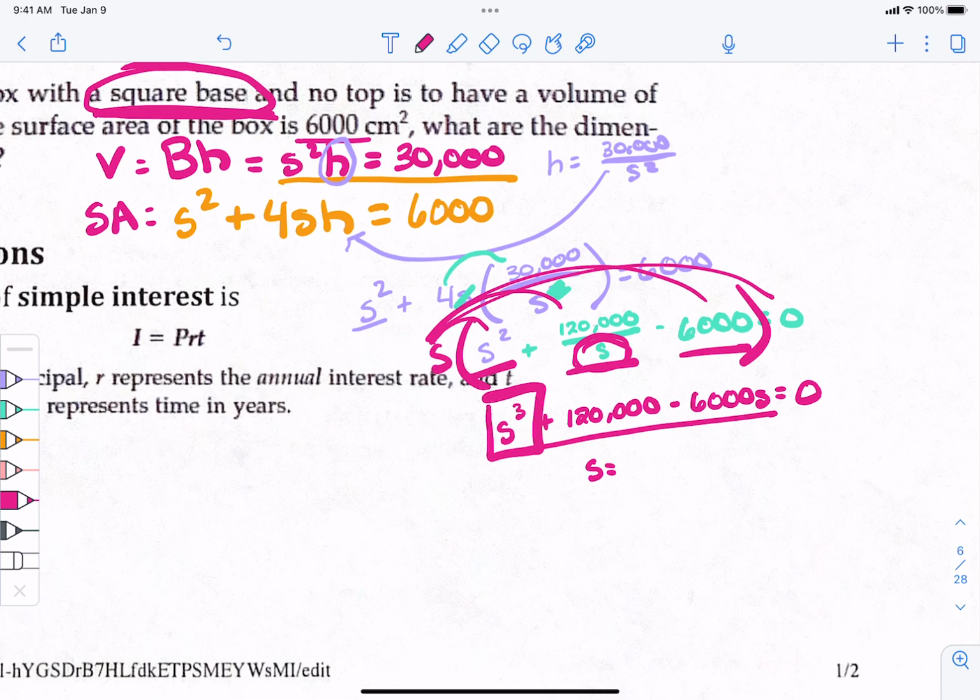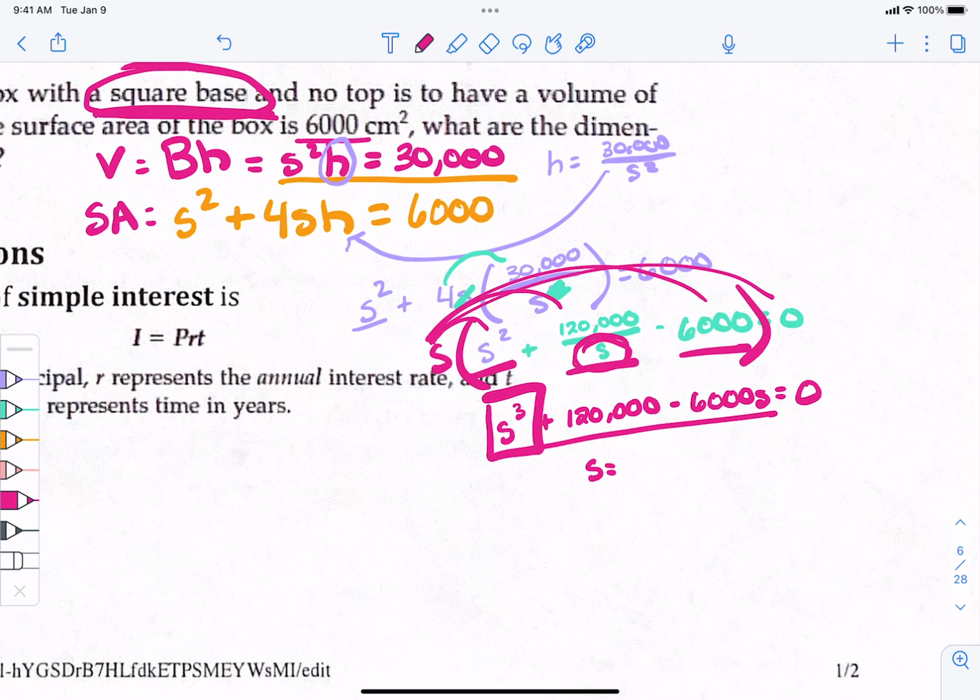Put it on your graphing calculator. You guys can't see this because I'm not recording the correct way, but the people in class can see this. I'm going to go to my y equals, and I think I typed this in wrong the other day. x to the third power plus 120,000 minus 6,000x. Then I went graph, and it looks like that.